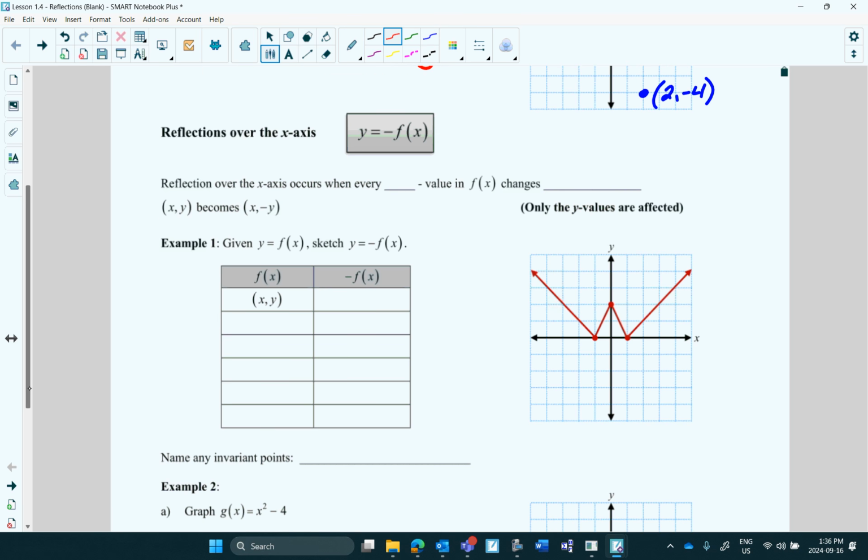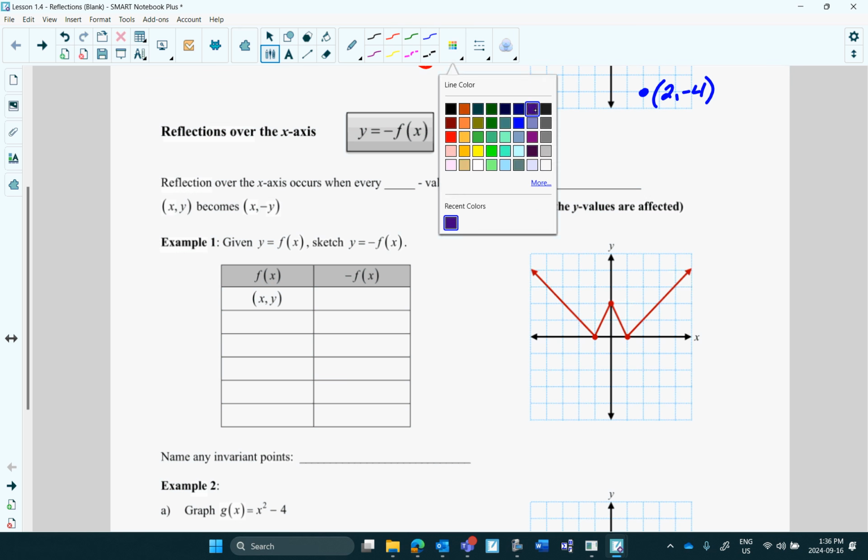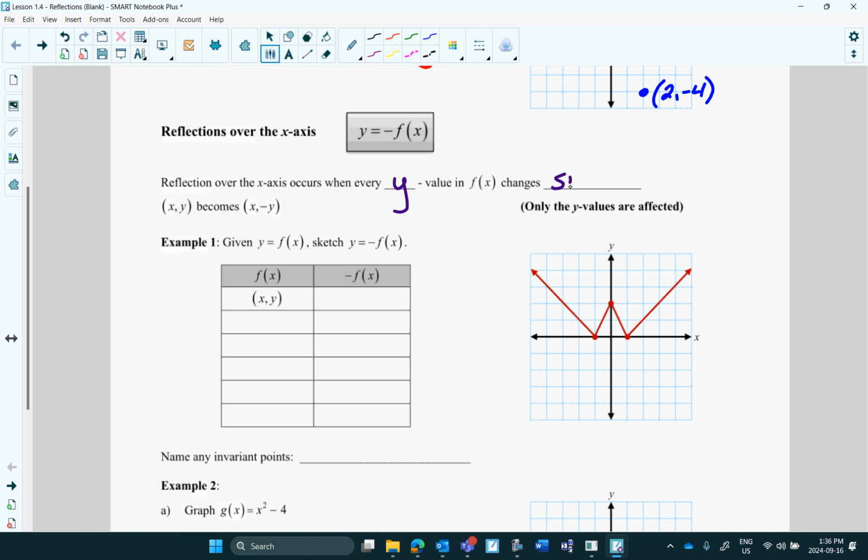So let's look at vertical reflections or flips. And again, there are two ways you can do this. You can do it in your head on the graph, or you can use mapping notation. Like I said, every vertical flip or reflection goes over the x-axis, and every y value changes sign because vertical affects the y. So (x, y) becomes (x, -y).